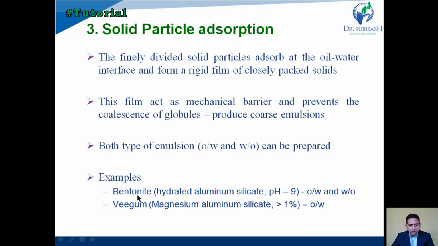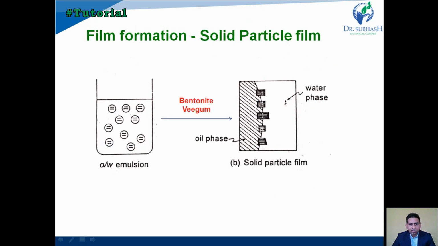The examples are bentonite, hydrated aluminum silicate, which has pH 9. It can be used in oil in water or water in oil emulsion. Then Veegum, magnesium aluminum silicate, at more than 1% concentration, can be used in oil in water emulsion. We can see this in a picture. This is an oil in water emulsion. If we add bentonite and Veegum, a rigid solid film will be formed, and accordingly a stable emulsion will be formed with the help of the solid particle film.